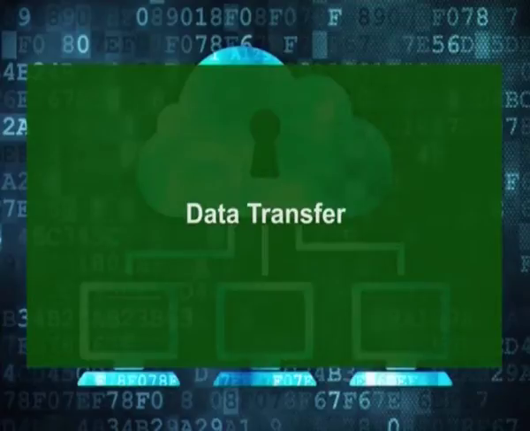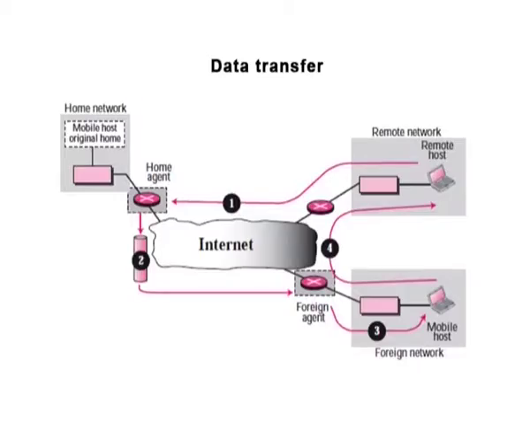Data transfer. After agent discovery and registration, a mobile host can communicate with the remote host. The figure shows the process of data transfer. I will explain one by one. From remote host to home agent. Path 1 of the figure shows this step.